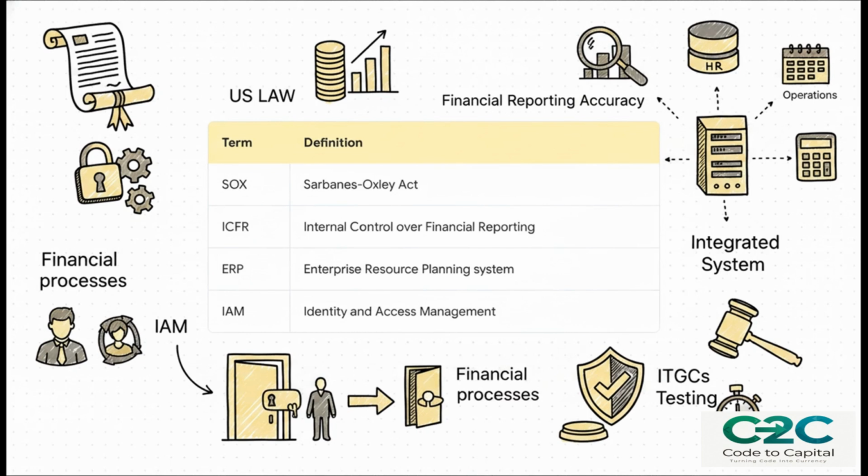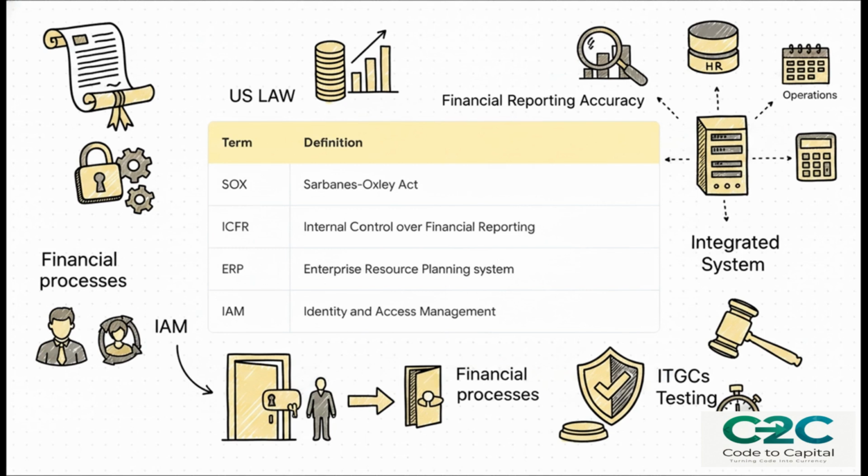Okay, let's quickly decode some alphabet soup because you're going to hear these acronyms constantly. SOX is the Sarbanes-Oxley Act. That's a U.S. law requiring public companies to actually prove their internal controls work. ICFR stands for Internal Control over Financial Reporting. That's a specific framework used to prove those financial numbers are actually accurate.